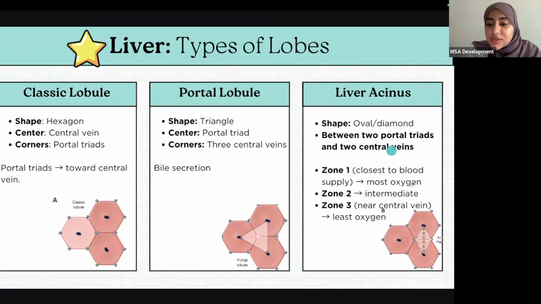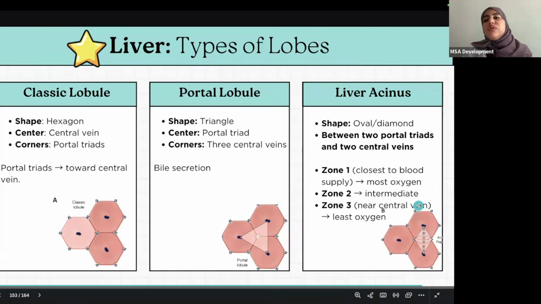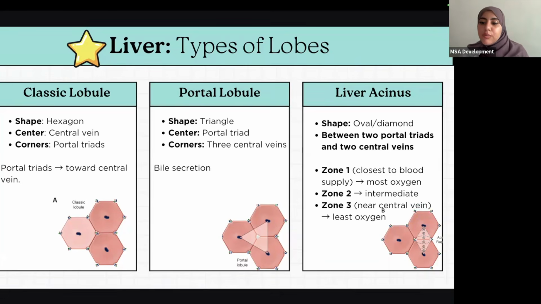And then the liver acinus, it's a more complex one. It makes an oval shape that goes from portal triad to portal triad. There's zone one, zone two, zone three. Zone one would be really close to the blood supply, the arterial supply, and zone three would be really close to the central vein. So one would be close to blood and oxygen, and the other has less oxygen in the venous supply. It's like a diamond. You don't really need to know why this is clinically important, it's just to classify how you want to think about the lobes of the liver.